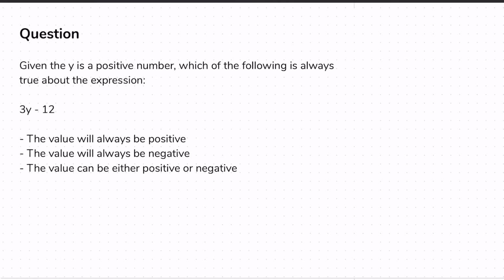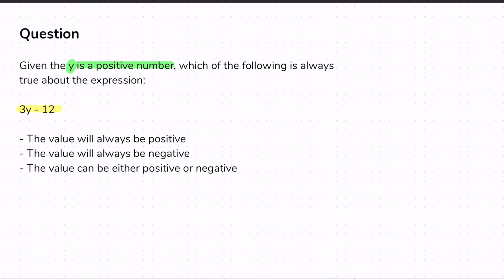Now, in this next question, we are given a variable, right? A value that we just don't know what it is exactly. But what we do know is that y is a positive number, right? It's always going to be to the right of 0. And if we know that, what do we know about the expression 3y minus 12?